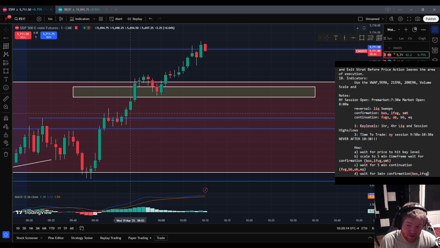Retrace on the 1 minute. That would have been our confirmation. We could have entered on the close of this down candle here on the lower low. From there, we would have had a decent trade going up to this.